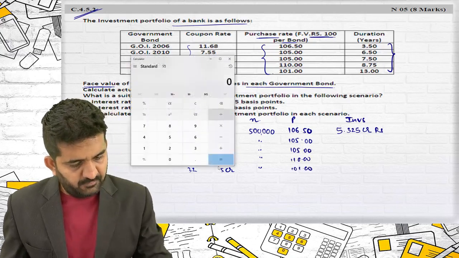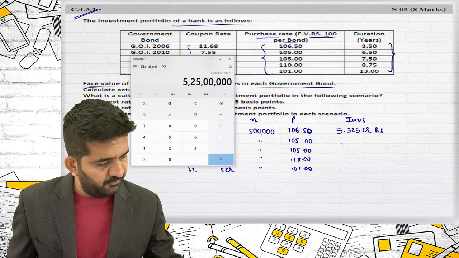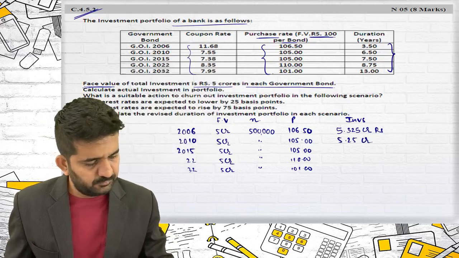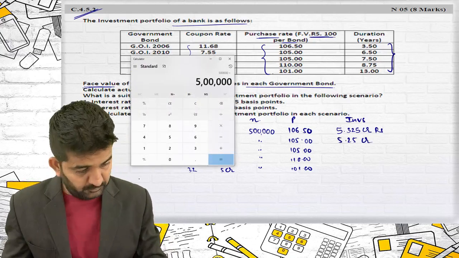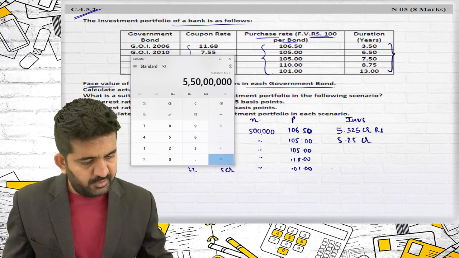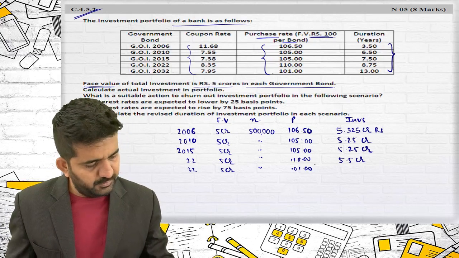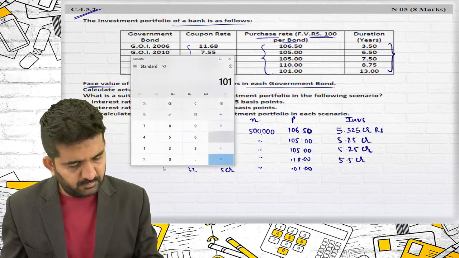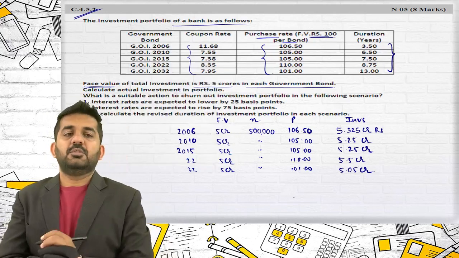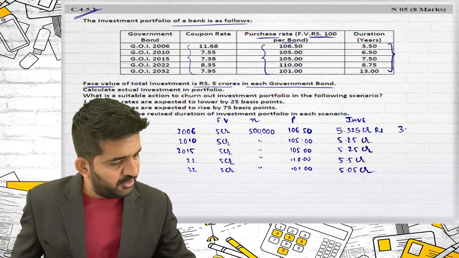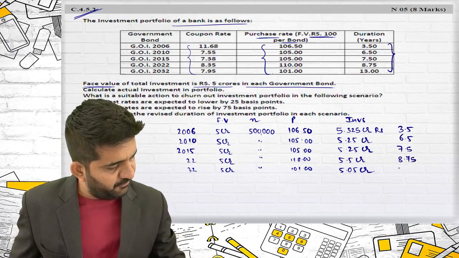This will be my total investment. Is it correct? 5 lakhs into 105, which is 5.25 crore. This will be 5 lakhs into 110. It is 5.5 crore. This is 5.25 crore. This is 5 lakhs into 101. It is 5.05 crore. This is my total investment. The durations of the bonds are 3.5, 6.5, 7.5, 8.75 and 30.